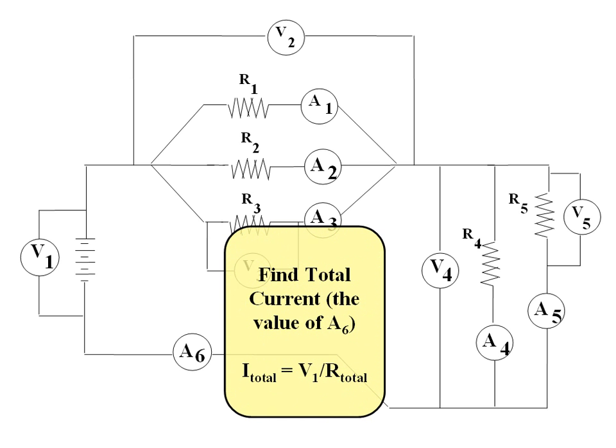The next thing you want to find out is the total current. This would be the value of A6. It could also be the value of the current right at this spot before branch A, right at this spot after branch A, and of course anywhere after branch B. You can find the total current by taking the voltage of V1, that's the voltage of the battery, divided by the total resistance, which you just found by adding the two branch sets together.